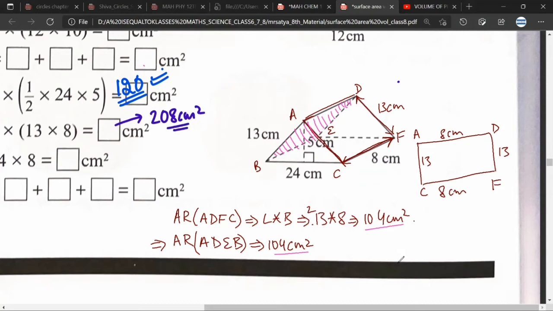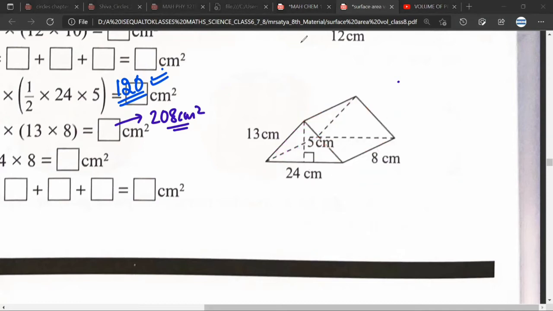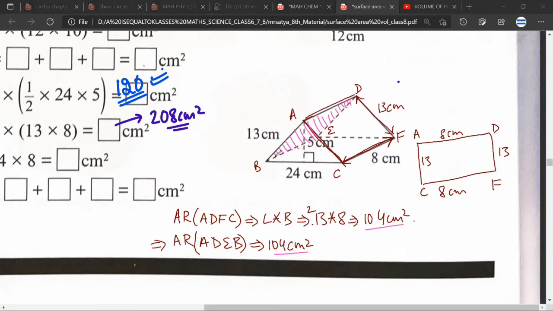This would be 208 centimeters square. Satya, have you understood? Yes, sir. And now I'm left with this rectangle which is at the bottom of the prism. Can you see this rectangle BEFC? Satya, can you see this? Yes. Its area would be 8 into 24. Do we agree? Yes, sir. 8 fours are 32, 8 twos are 16, 192 centimeter square.